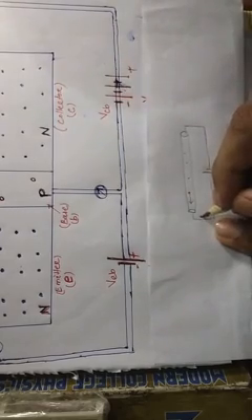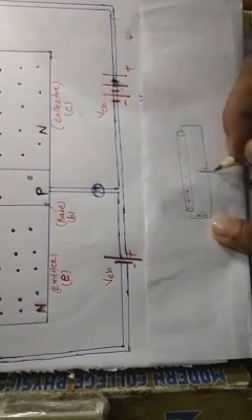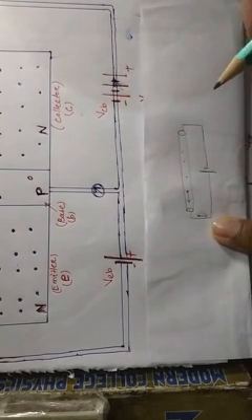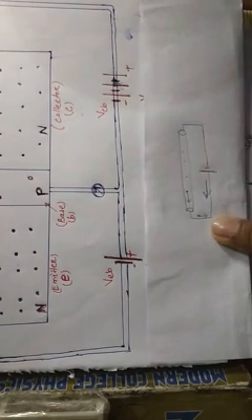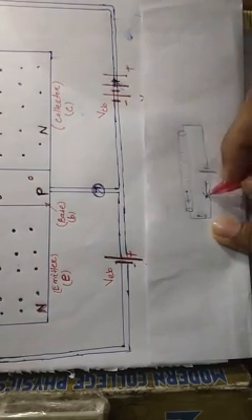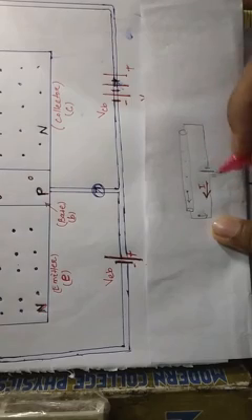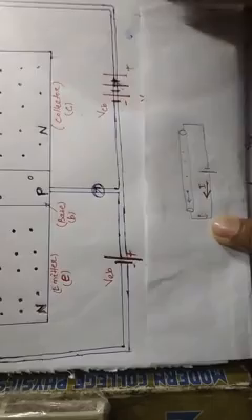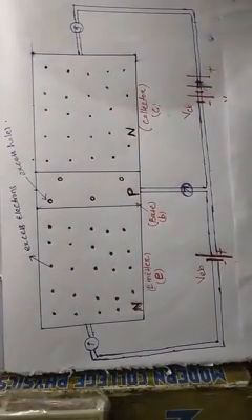The electrons will be attracted by the positive potential in this direction, and the so-called conventional current direction will be opposite. The current will flow in this direction, opposite to the electrons. So these things you have to mark in this figure. Watch carefully.